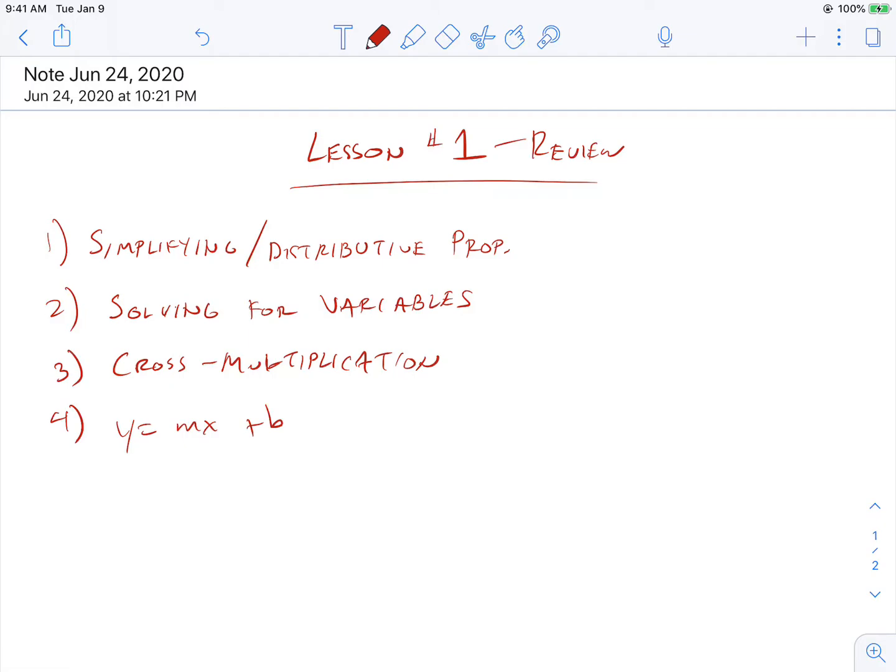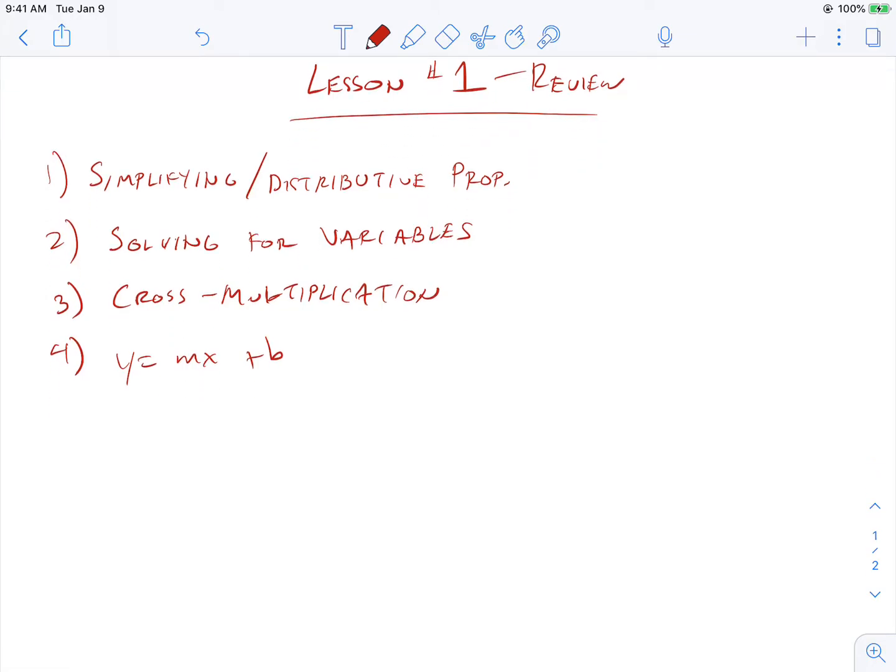So for lesson number 1, there's really 4 things we're going to be looking at here. The first thing is how to simplify and looking at things like the distributive property. After that, we're going to look at solving for variables, some cross multiplication, and then finally finish off with y equals mx plus b. I want to stress that every lesson is just that. It's a very small lesson. Really, the way you get better at this is by doing the math and taking a look at the solutions video that is provided there, because we look at step by step on how to do everything for you.